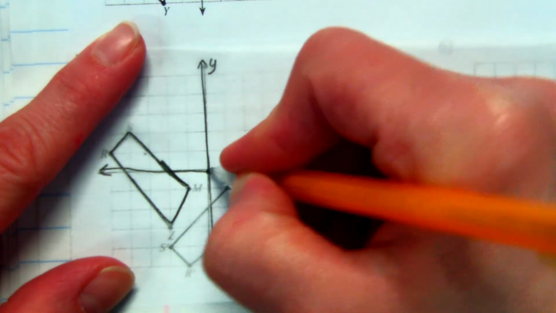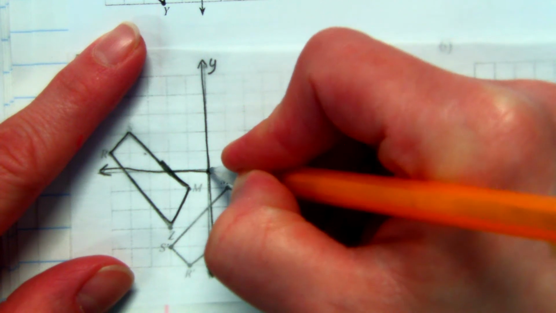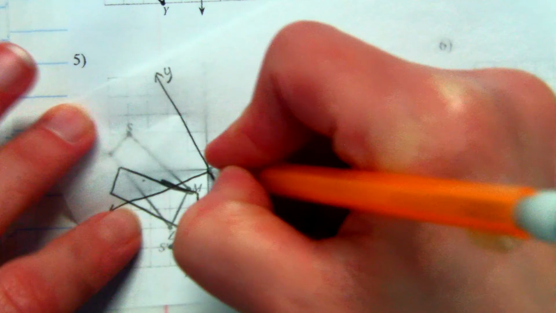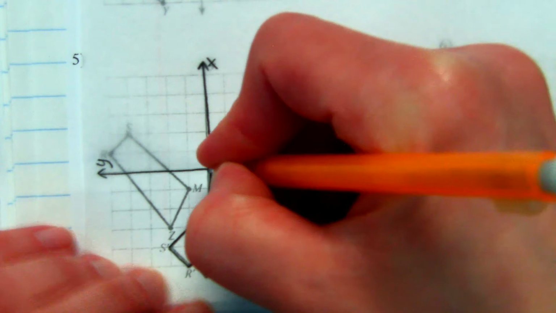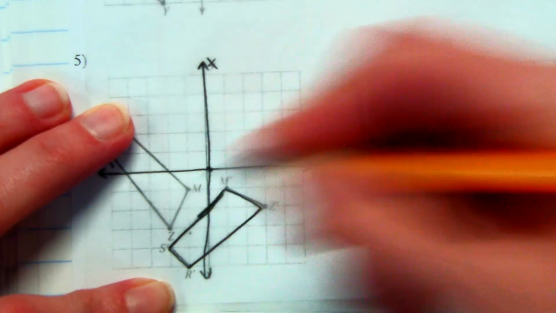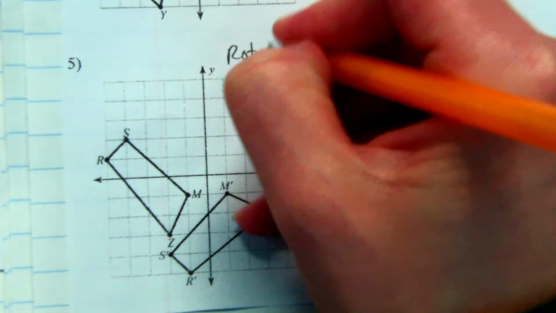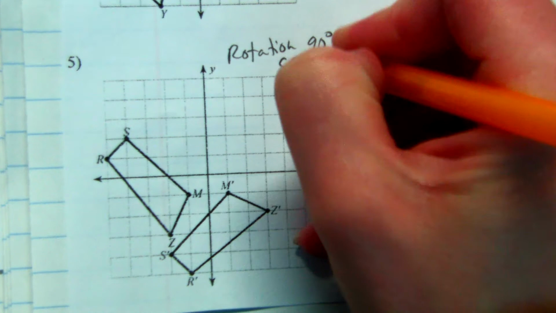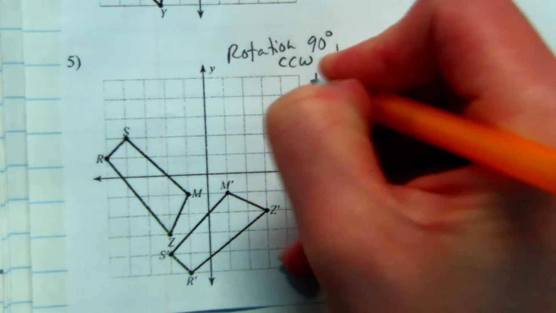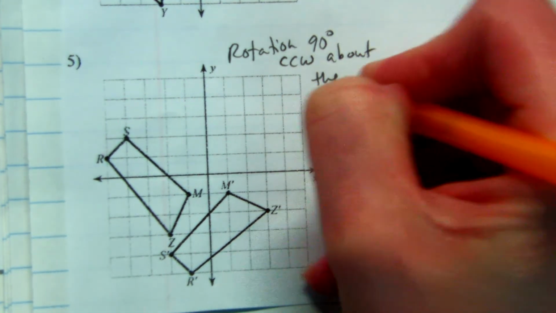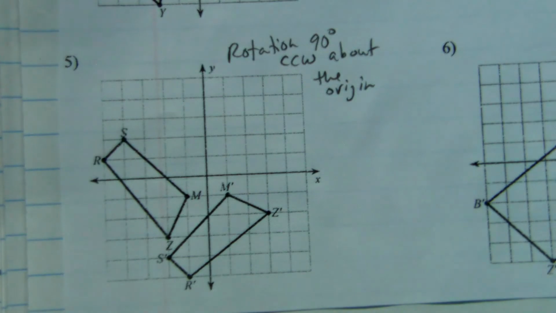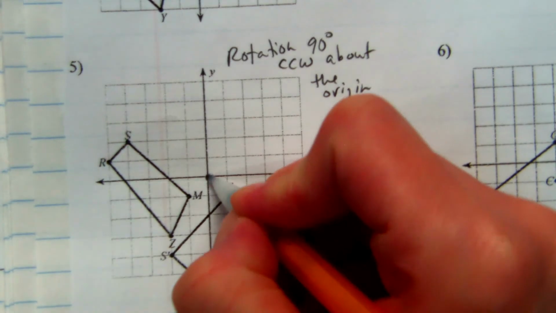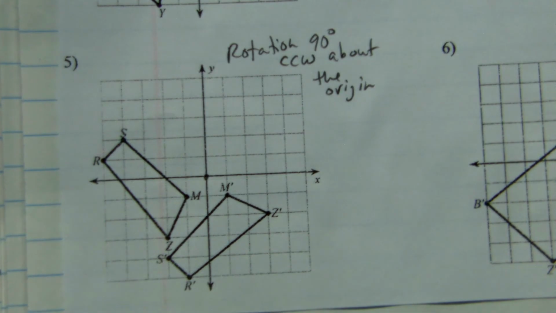And what do you think? Clockwise or counterclockwise would be the fastest? Counterclockwise. So I'm going to do it a quarter turn. So that's just 90 degrees counterclockwise. So we have to say it's a rotation, 90 degrees counterclockwise about the origin. You can actually do rotations around any point, but most of the time they're going to use the origin just because it's going to be the easiest for you to line up and actually do.